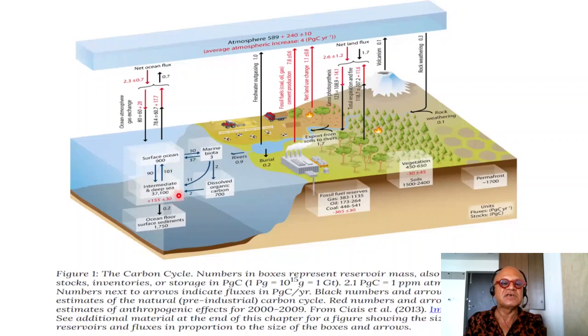intermediate and deep sea. So in the deep sea there is 37,100 petagrams with flux of 155 plus minus 30. Ocean floor surface sediments are 1750 petagrams carbon.